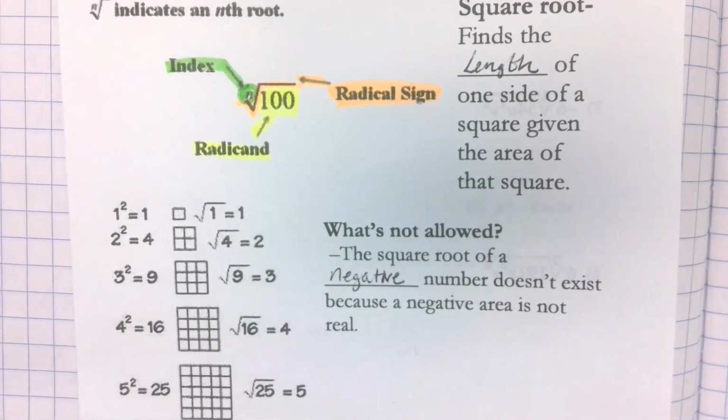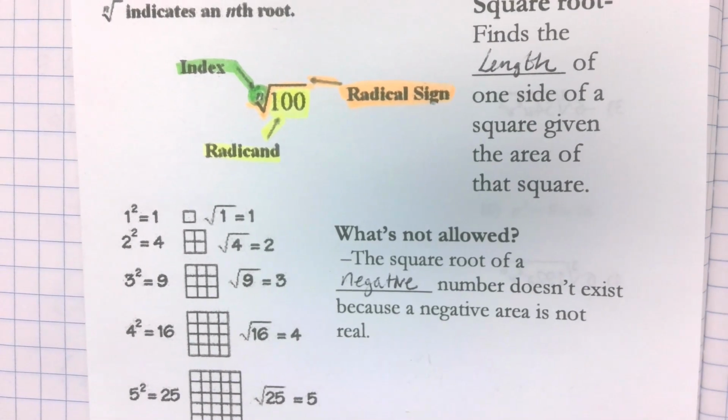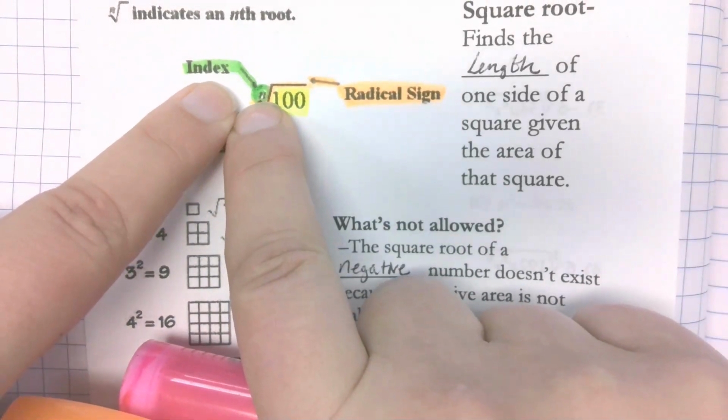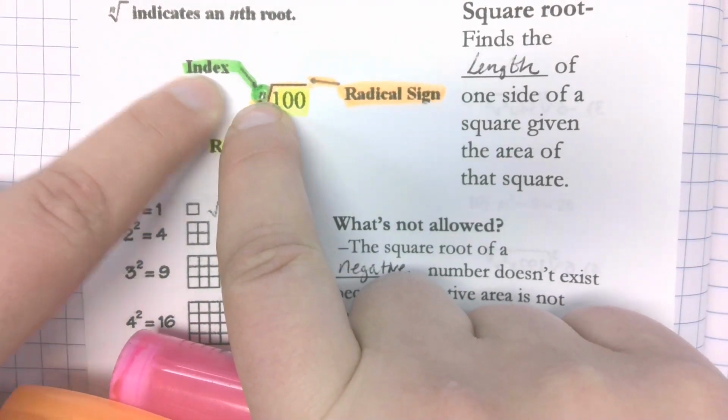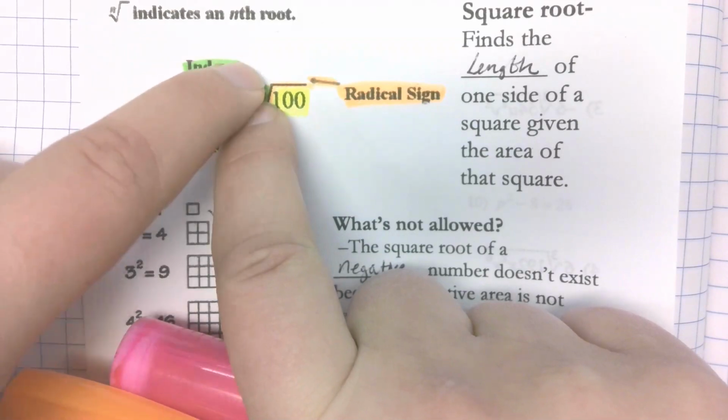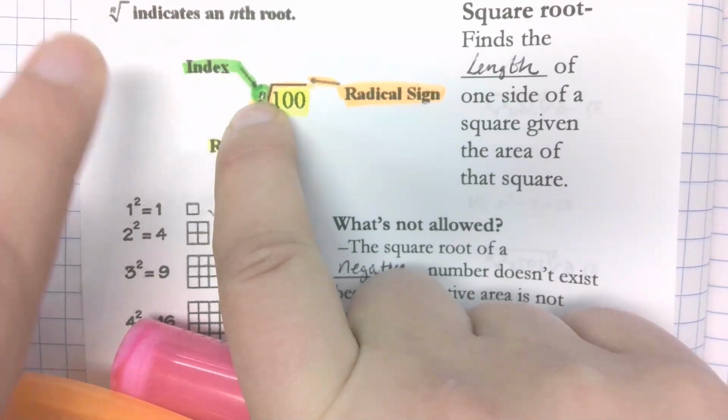It doesn't matter what color you use, sweetie. As long as the index, that little n, is green, the index and the little n have to be the same color. You could have done this pink, purple, green, don't care.